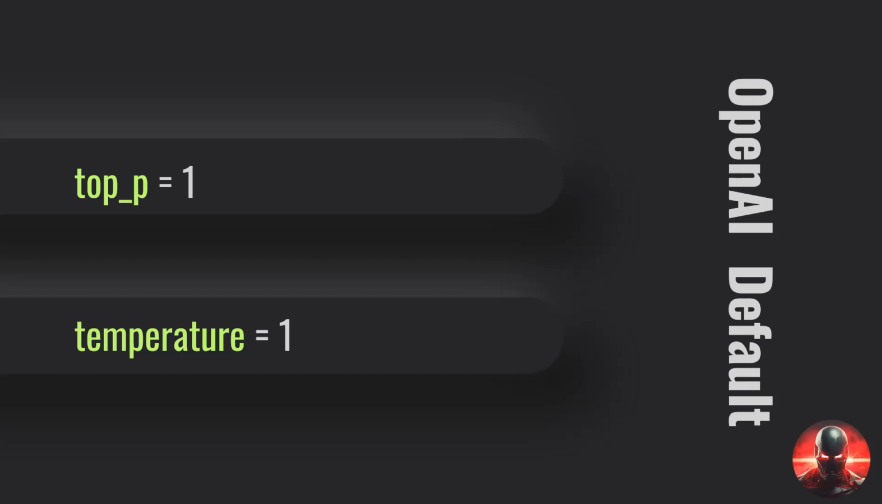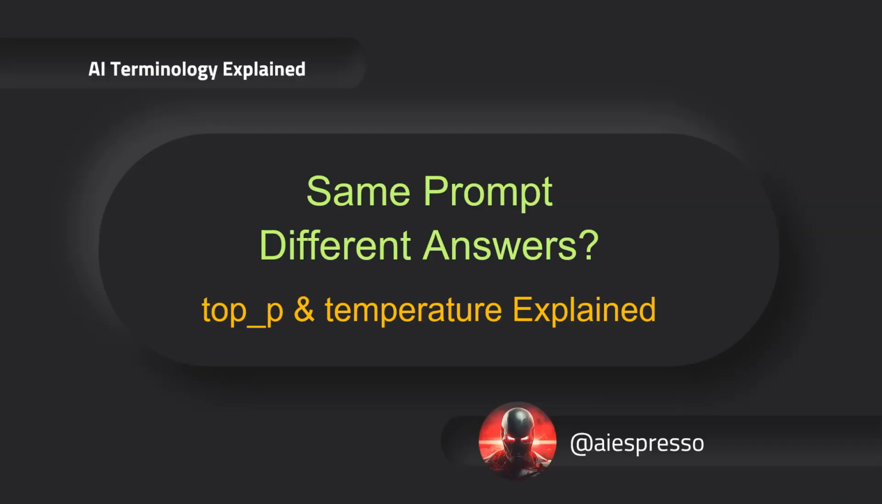Okay, now you understand why the same prompt yields different results, and how to utilize the top P and temperature parameters in your GenAI applications. You can download the sample code from the link in the pinned comment.